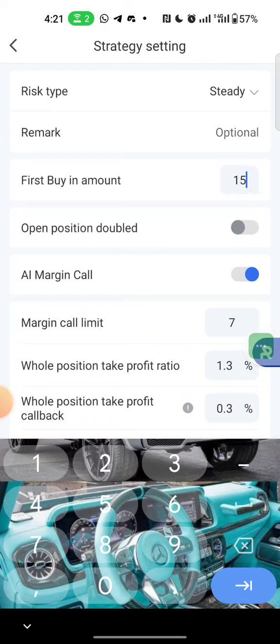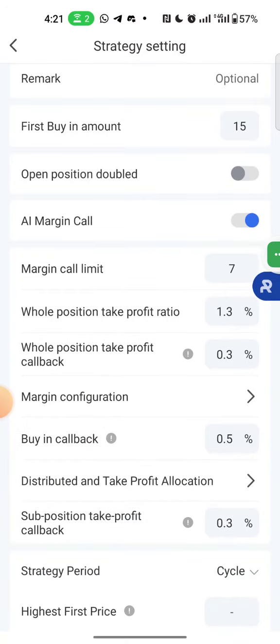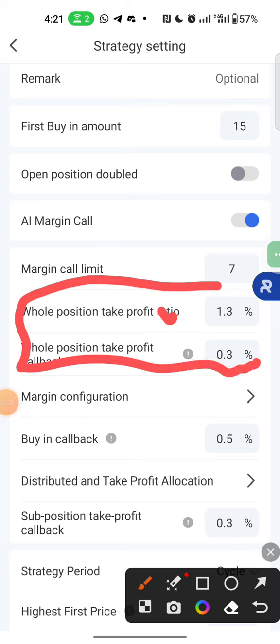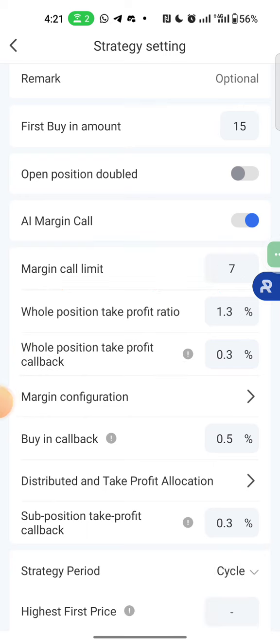Because we understand that whatever the robot buys from calls 1, 2, 3, and 4, it sells at once. That's why we have this area here called the whole position take profit. This one is for the profit from margin call 1 up to 4. So we want to provide better settings.